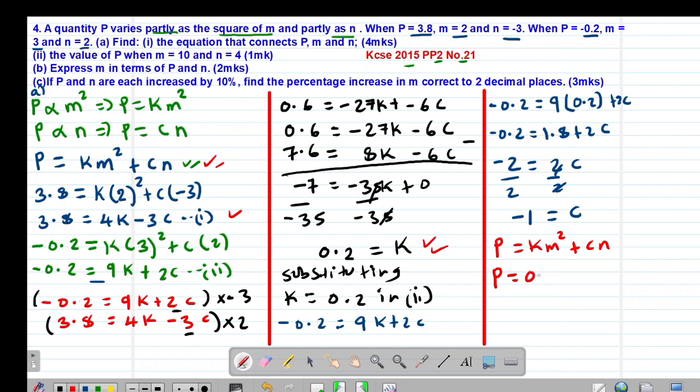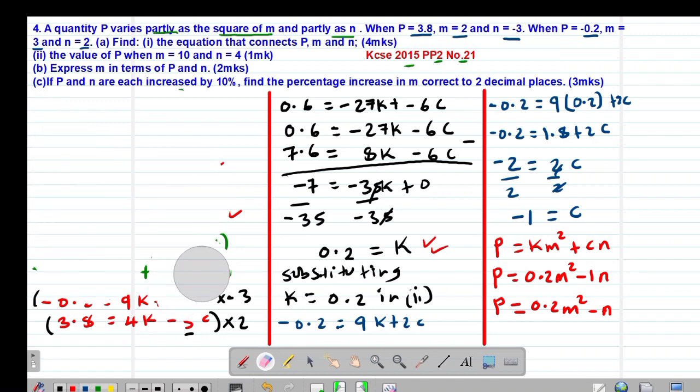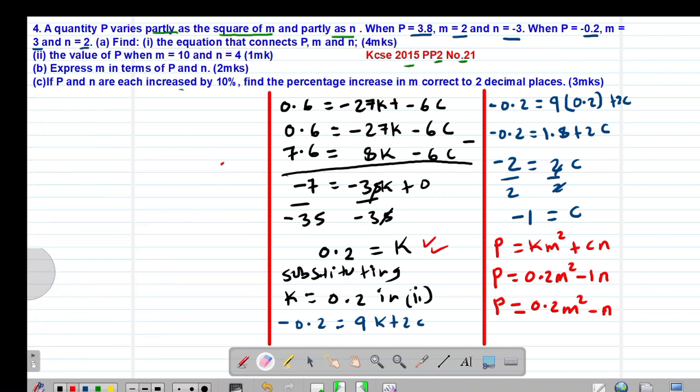So this is 0.2 m squared, then of course plus the value of c, which is negative 1. So this will be minus 1 multiplied by n, which can also be written as p is equal to 0.2 m squared, then of course minus n. So we have answered part A of the question. That is the equation connecting p, m, and of course n.